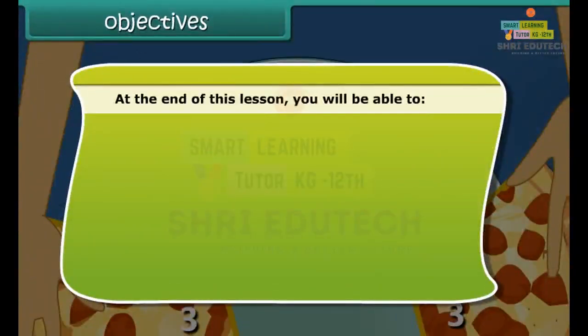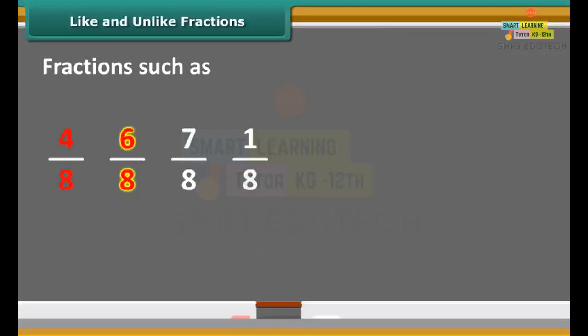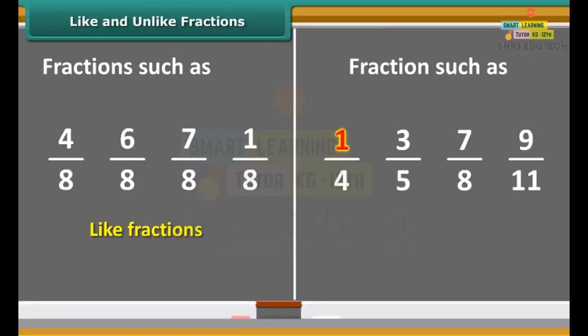Objectives. At the end of this lesson, you will be able to recognize like and unlike fractions, and add and subtract the given fractions. Fractions such as 4/8, 6/8, 7/8, 1/8 with the same denominator are called like fractions. Fractions such as 1/4, 3/5, 7/8, 9/11 with different denominators are called unlike fractions.